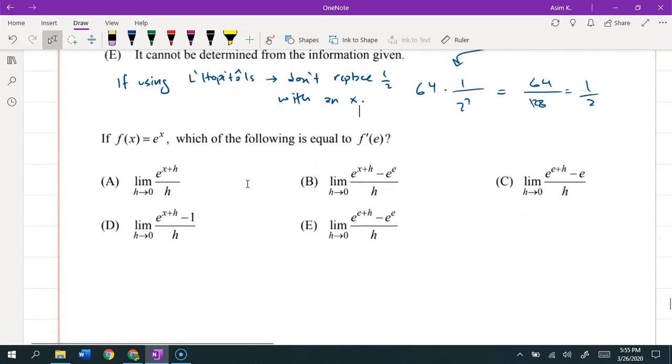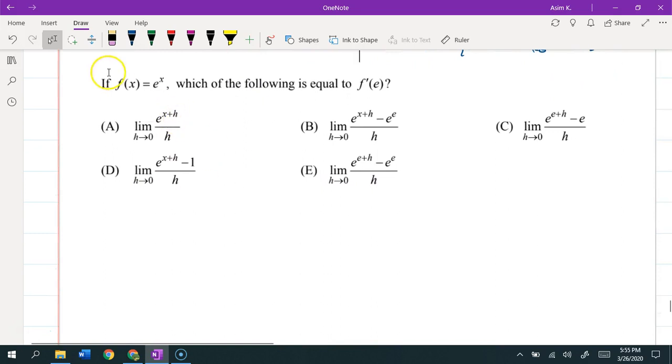One last question. Take a look at this one over here. It says if f of x is equal to e to the x, which of the following could be f derivative at e? Now, you're probably thinking, why don't I just take a derivative, which is e to the x, and then plug in e and be done with it? It's because, look at all the questions. All the questions are actually written as definitions, right? So you need to definitely know how to write this out.